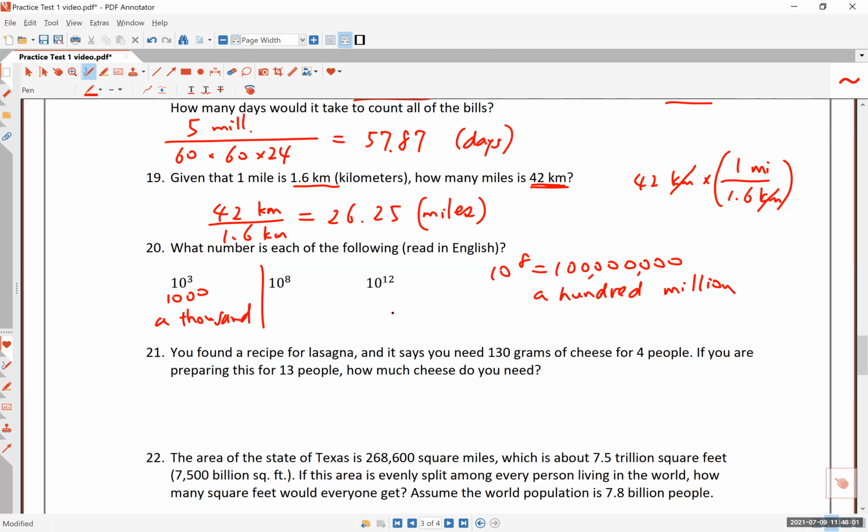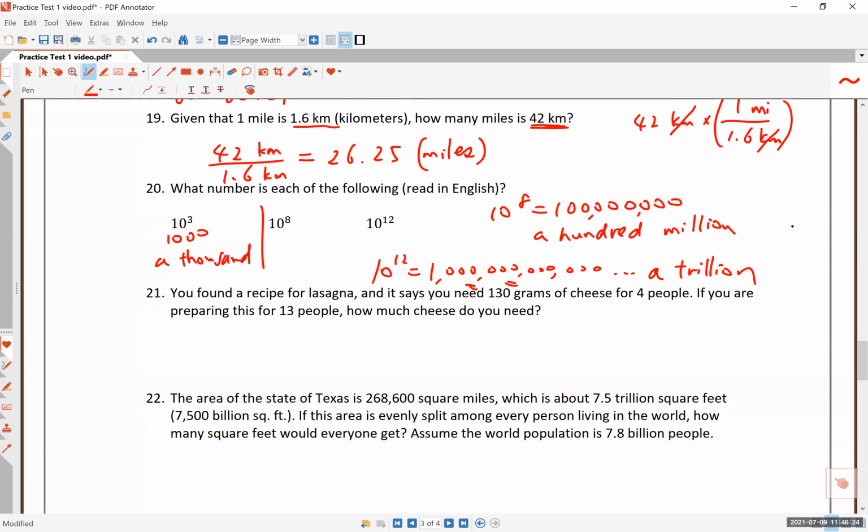And then 10 to the 12th, this is the one with 12 zeros. 1, 2, 3, 1, 2, 3, 1, 2, 3, 1, 2, 3. And so what is that? Well, over here is a million, and this is a billion, and so this is 1 trillion. Be familiar with these so that you can read and understand these numbers. All right, we'll go to the next segment to start number 21.